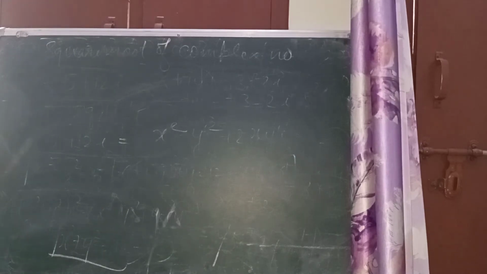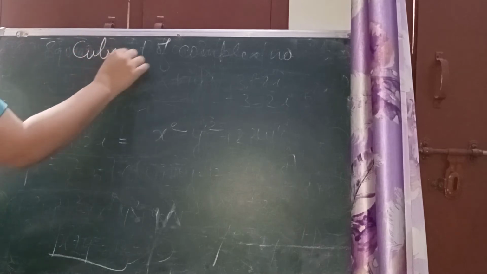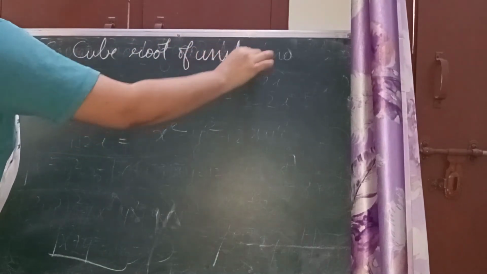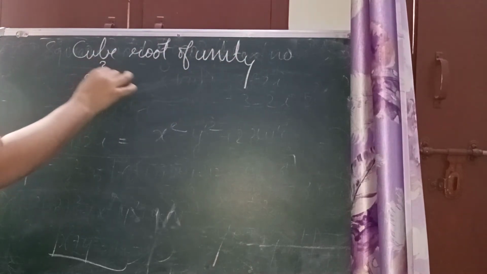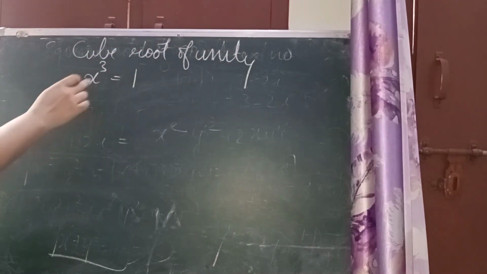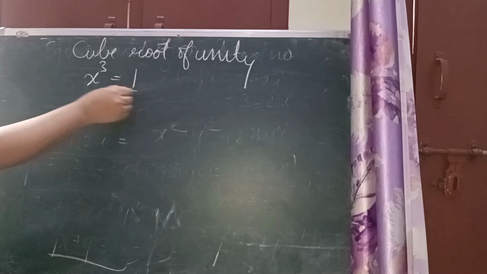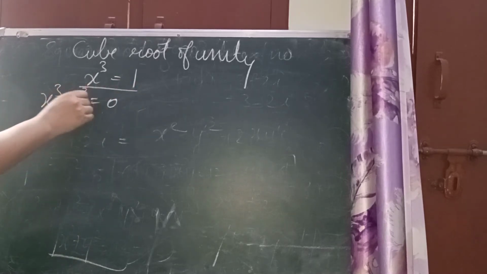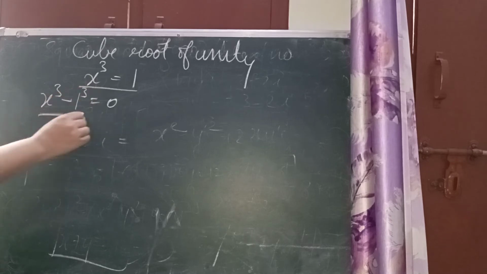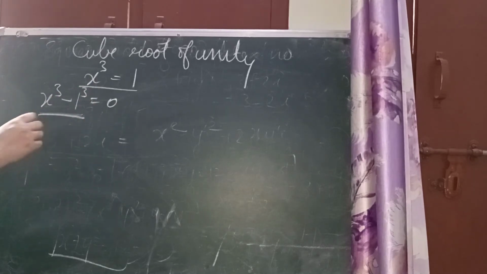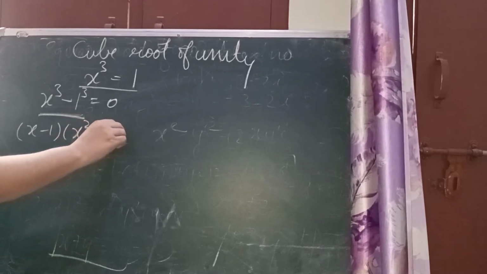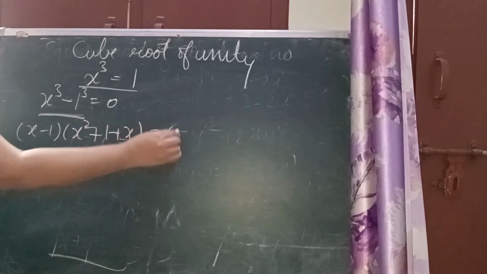Next I am going to explain the cube root of unity. Our topic is the cube root of unity. Unity means 1. If I am talking about the cube root of unity, that means x cube is equal to 1. If I solve it, I get x cube minus 1 equal to 0. So can I write it as x cube minus 1 cube? If I apply the identity for a cube minus b cube, it will be a minus b times a square plus b square plus ab is equal to 0.